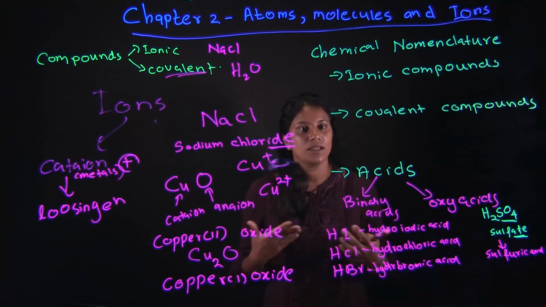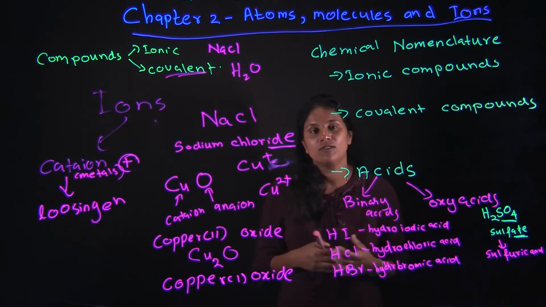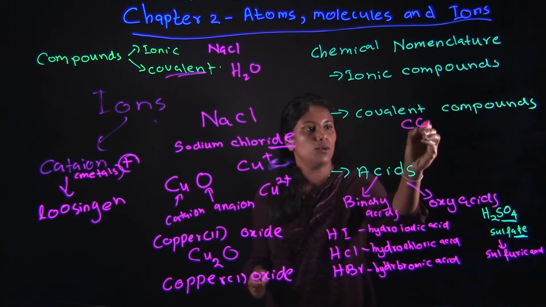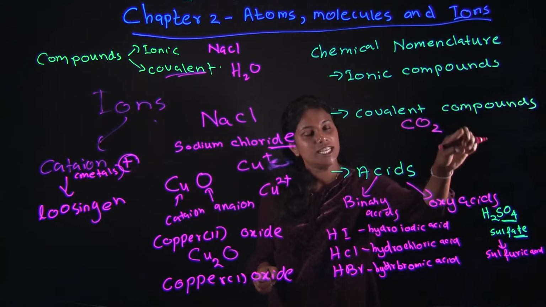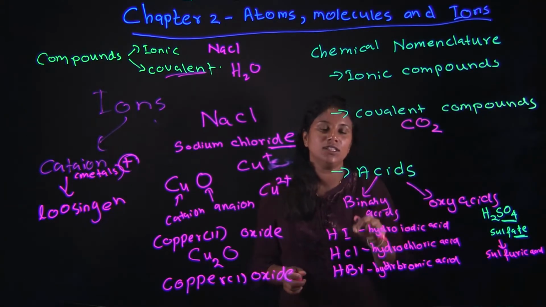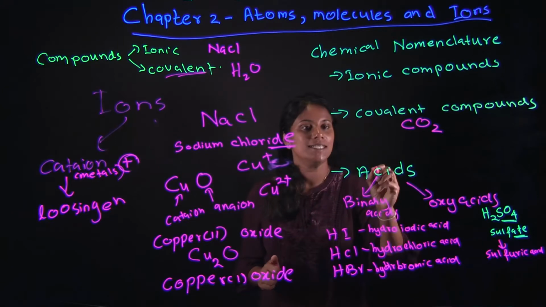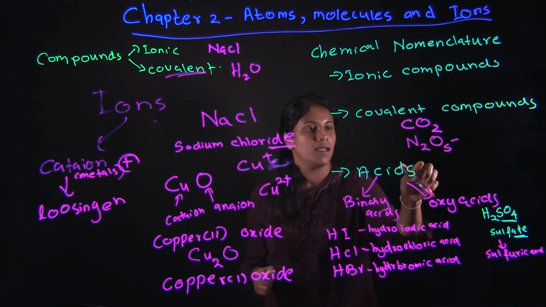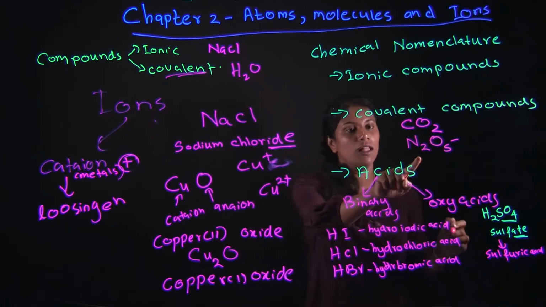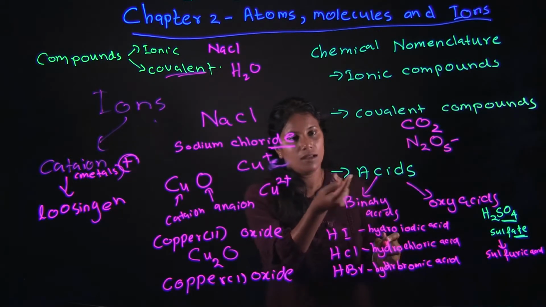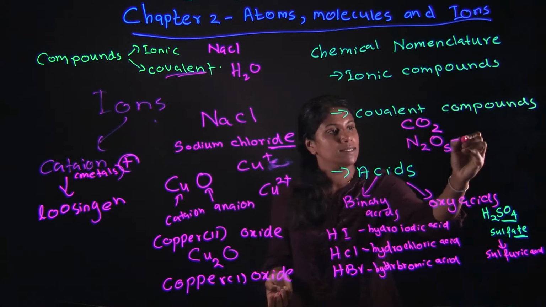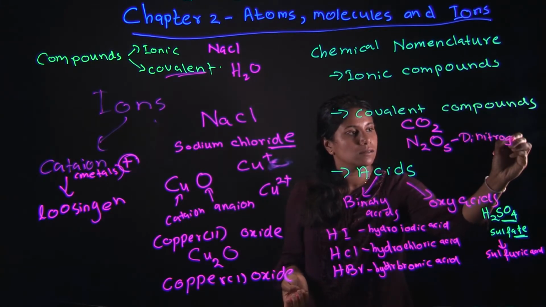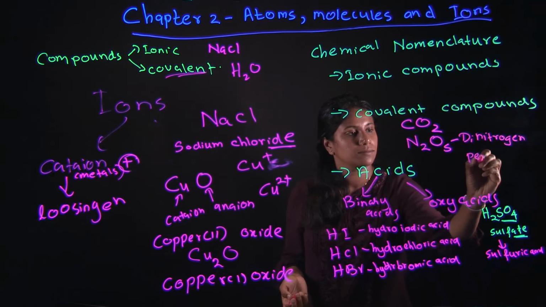Covalent compounds are basically made out of 2 non-metals. For example, CO2, carbon dioxide. You always need to use prefixes. How do you name N2O5? Dinitrogen, because you always need to list the number of atoms. So it's dinitrogen pentoxide.